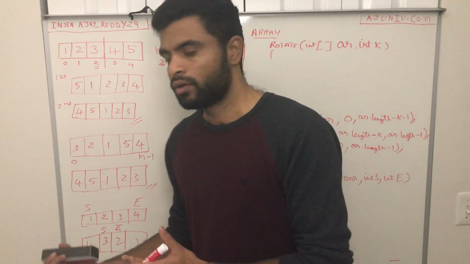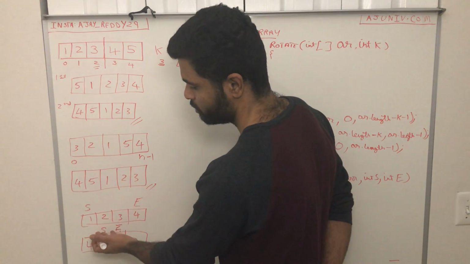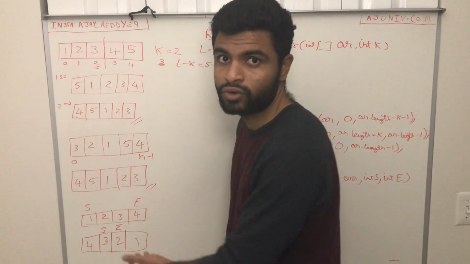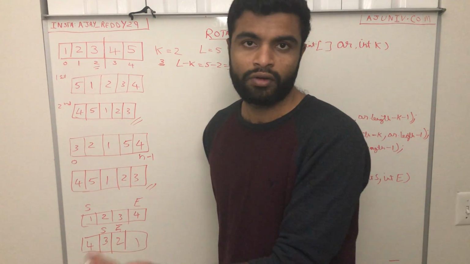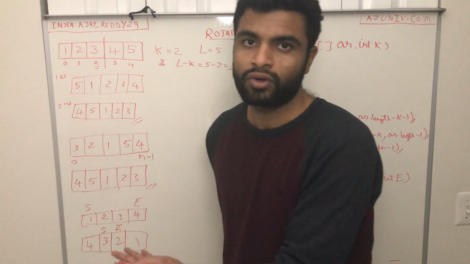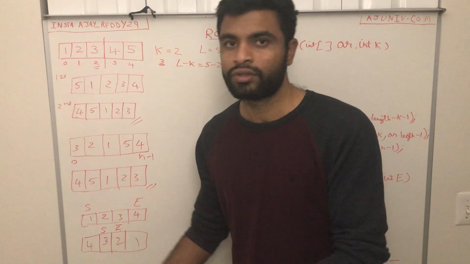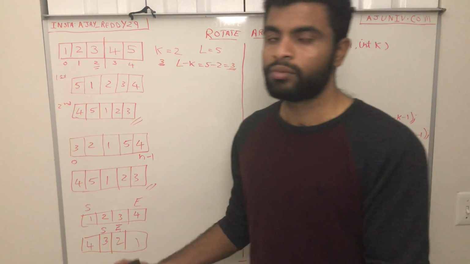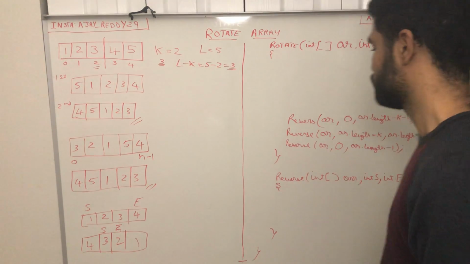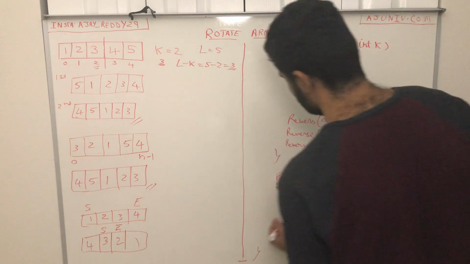of the array. Whenever start is greater than end, then you will stop the operation. That means the reverse operation is done. At that time the start will be greater than end. So let's implement that reverse function.